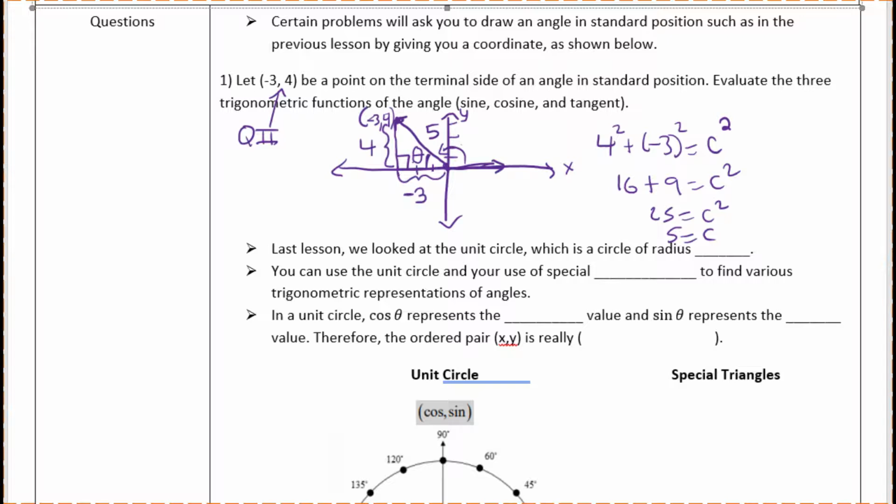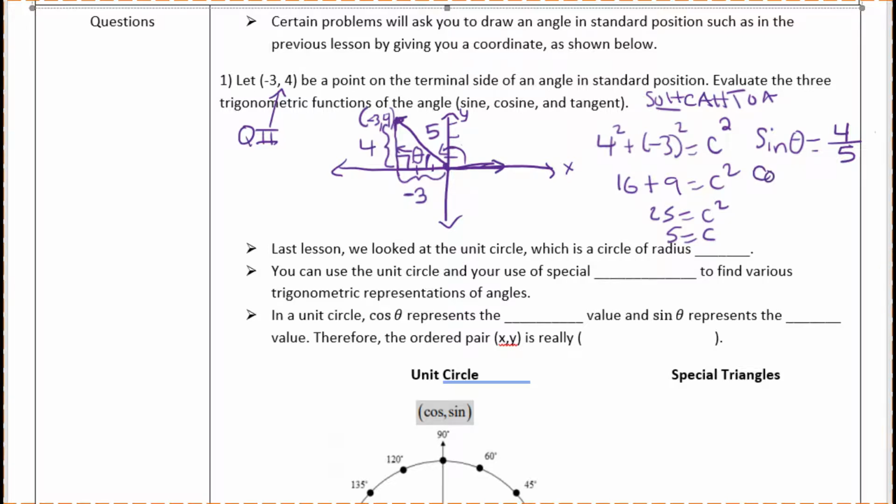Now we can find sine, cosine, and tangent. So we have sine theta, remember SOHCAHTOA. Sine is opposite over hypotenuse. So we have the opposite side of theta is 4. So 4 over... Oh, I'm sorry, I did the wrong side there. So it's opposite over hypotenuse. Opposite is 4. Hypotenuse is 5.